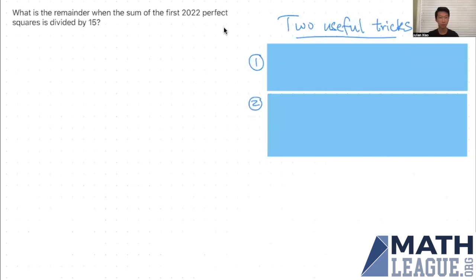Today I have for you Sprint number 28 from event number 12225. What is the remainder when the sum of the first 2022 perfect squares is divided by 15?